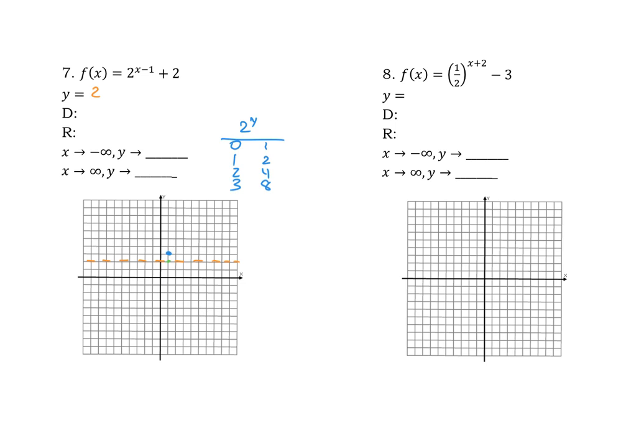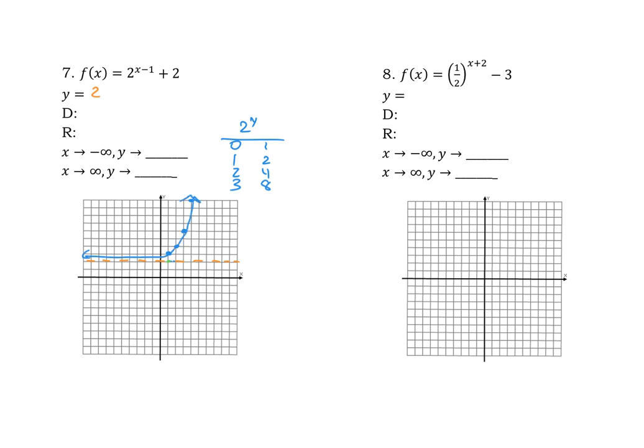So I'm going to go to the right one, up 2. Back to 0, 0, to the right 2, up 4. Back to 0, 0, to the right 3, up 8. Hover on the asymptote, and up we go.